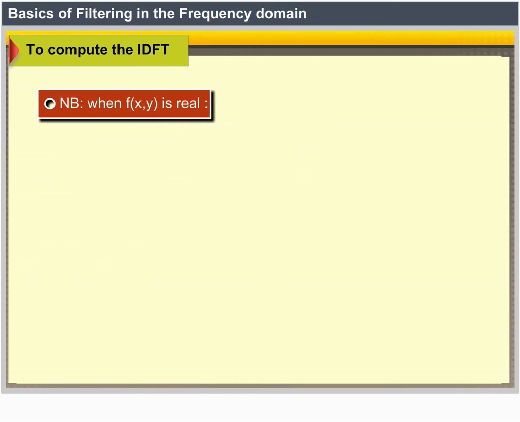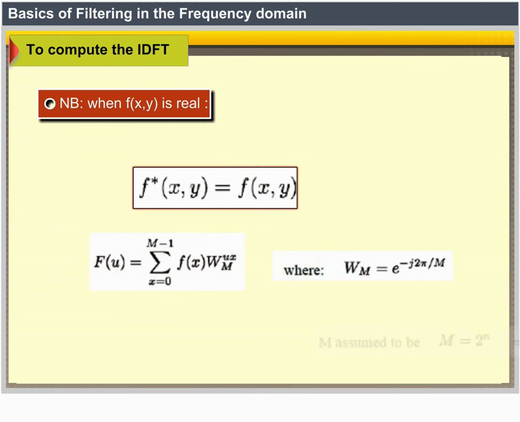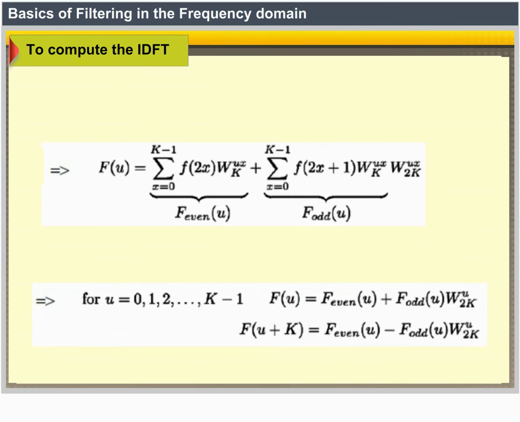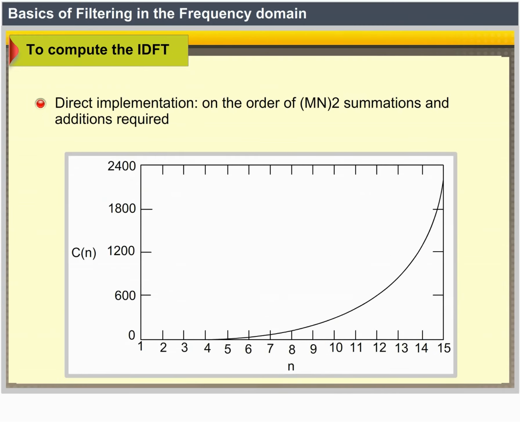Direct implementation requires on the order of (MN)^2 summations and additions. FFT implementation, order of MN log2 MN. The discrete Fourier transform, DFT, of one variable. Obtaining the DFT from the continuous transform of a sampled function is represented as shown on the screen.